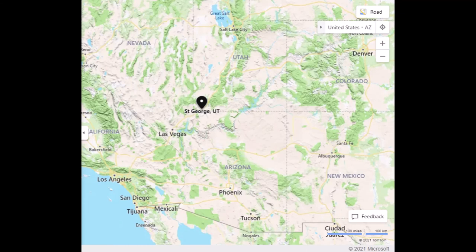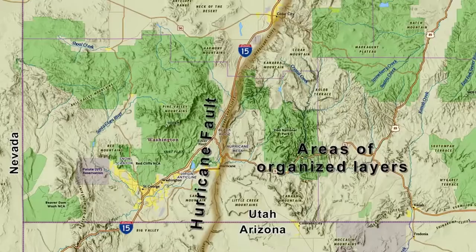Also, geologically, I'd like to talk about the St. George, Utah area. And there is the Hurricane fault line. I think at some point, this gave way, and the Great Basin dumped seawater all over Arizona.